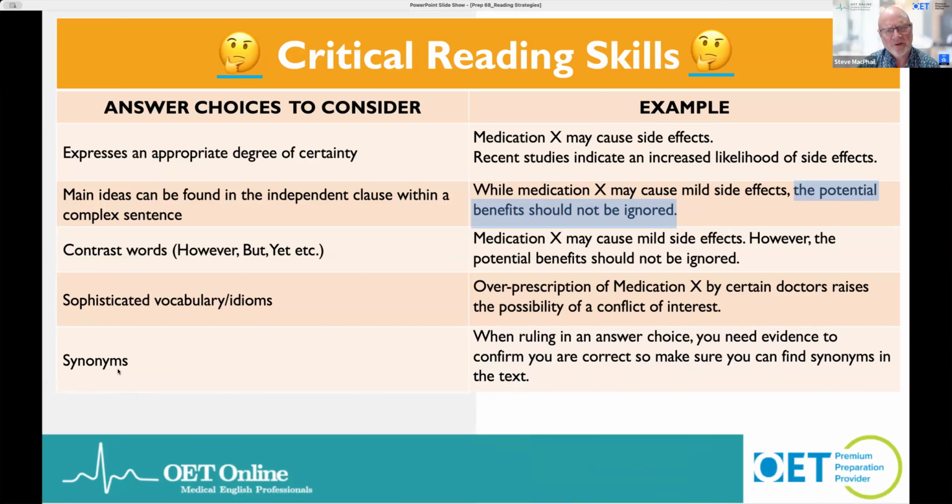And lastly, look out for synonyms. When ruling in an answer choice, you need evidence to confirm that you're correct.